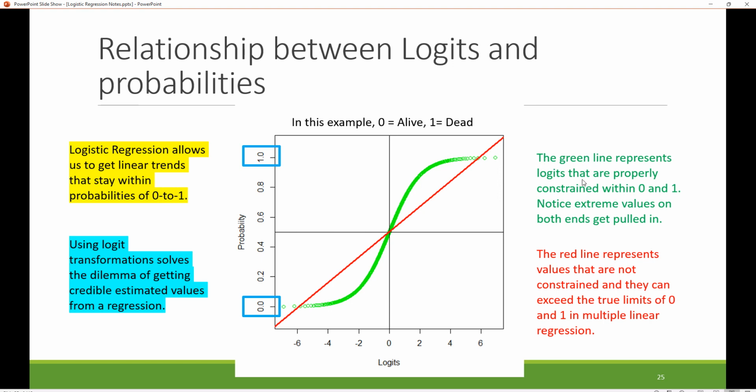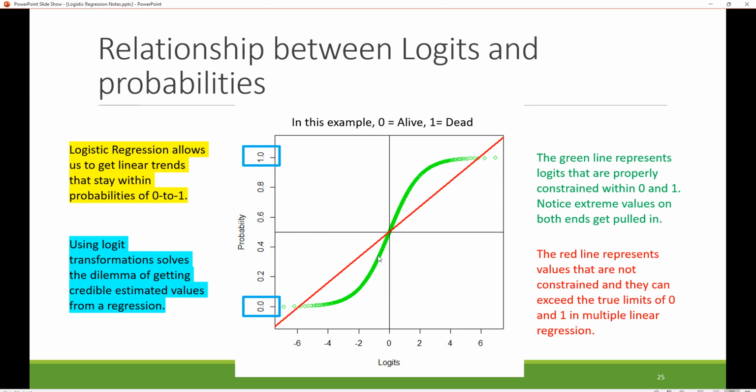The green line represents logits that are properly constrained within 0 and 1. And that 0 and 1 you see on the left-hand side on the y-axis, they have the blue square around it. And so this is the limit to our outcome. It's 0 or 1. And so we can see with these green lines that represent logits that are properly constrained within 0 and 1, as we see a trend get closer to 0 or 1, these extreme values on both ends get pulled in.